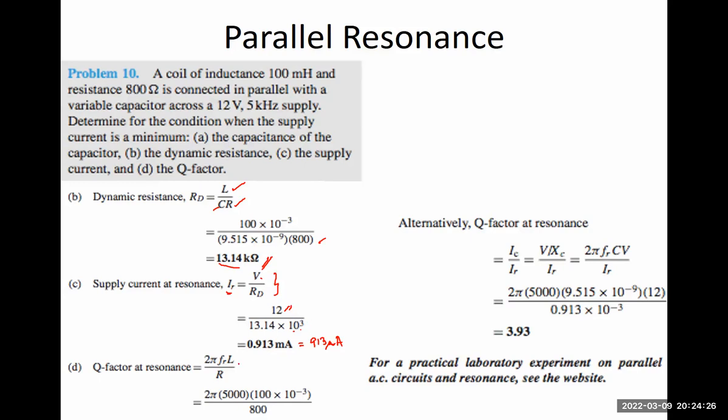And for the Q factor, let's use this 2 pi FRL, or this is XL over R. Whether we use XL or XC, we end up at the same result. So the Q factor will be equal to 3.93.